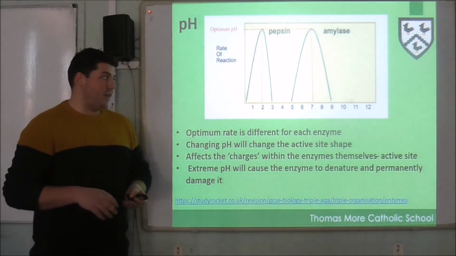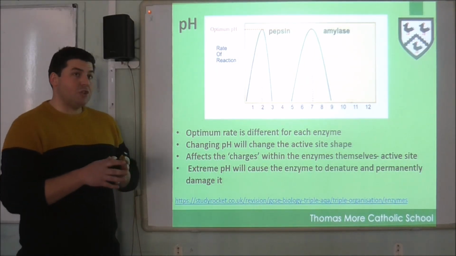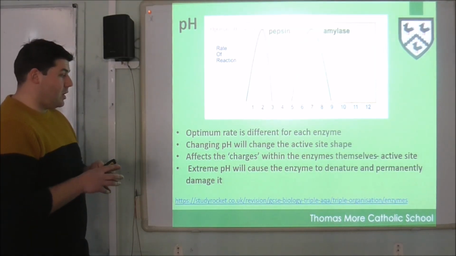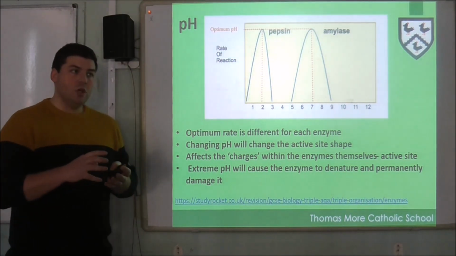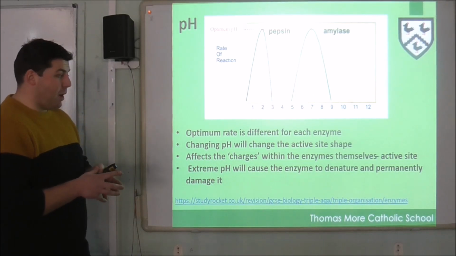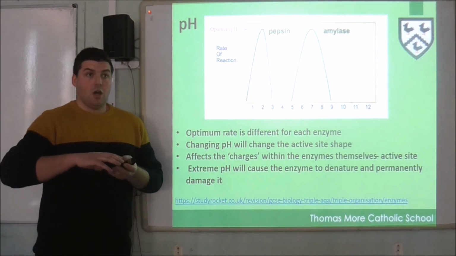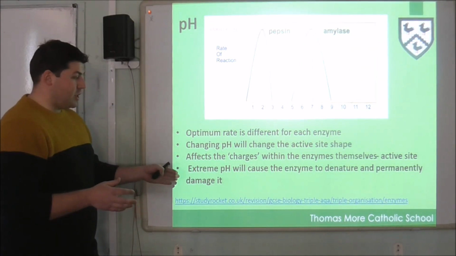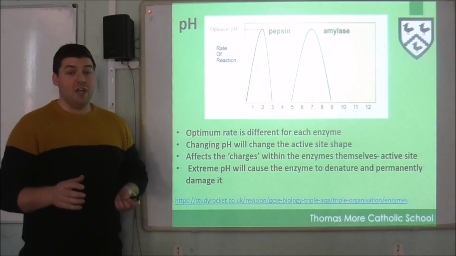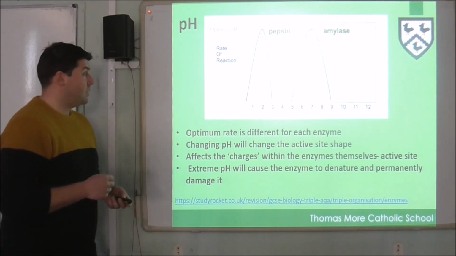So the key points are that pH is different for each enzyme. Changing the pH causes a change to the active site shape, and the charges within the structure, the small differences that hold the globular protein together, remember, are affected by the different acidity or alkaline nature of the conditions. Effectively, if you have an extreme change in the pH, you will completely denature and usually permanently damage the enzyme, meaning that it can no longer work.